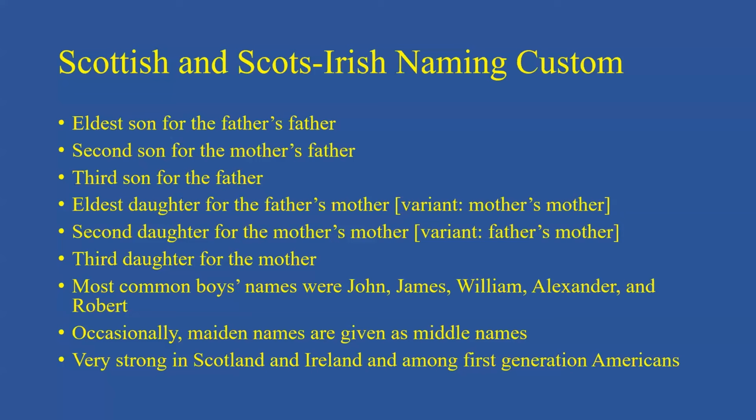The challenge in reconstructing naming patterns is often gathering a complete list of the children. Not all of them may appear in baptismal records. The oldest surviving son in a family may not necessarily be the oldest son. The one with his father's name may have died young without any record.